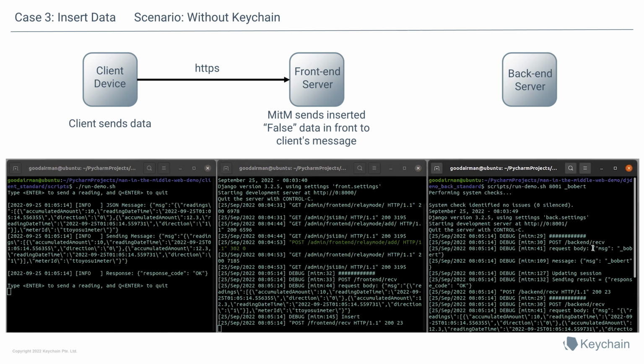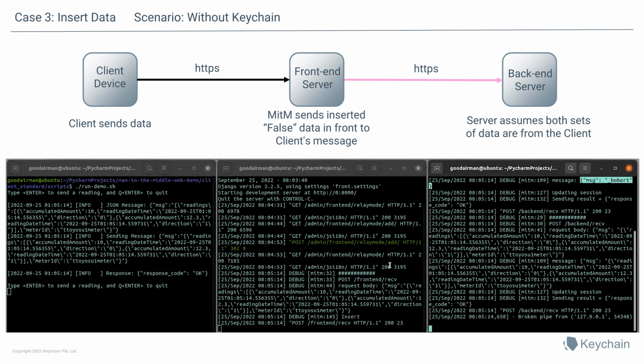So the backend server received this message first, which is the message that the front-end server inserted. After that, it then received the original message that was sent by the client that was forwarded by the front-end server here. The backend server received this message after it received the message that was inserted by the front-end server. And because it's running without Keychain, in both instances, the backend server believes that it is a valid message, and it went ahead and accepted both messages. Okay, so that is running the man-in-the-middle demo in insert mode without Keychain.